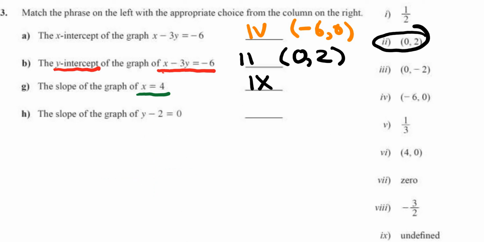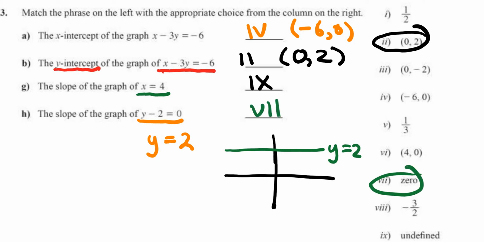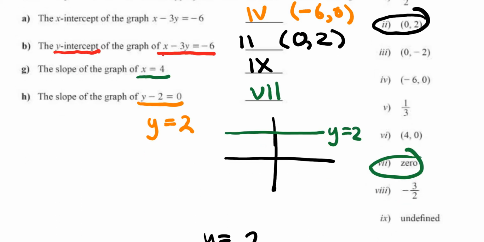Finally, we have this one here, y minus 2 equals 0. If I bring that negative 2 over, that becomes y equals 2. How do you graph y equals 2? That's just a horizontal line, and a horizontal line has a slope of 0. So this is going to be option number 7. And that's how you answer the selected questions from question number 3. Let's move on to the next one.